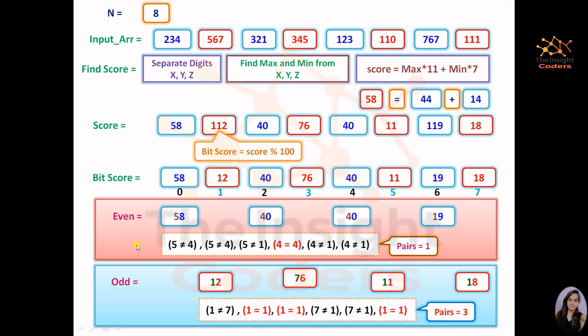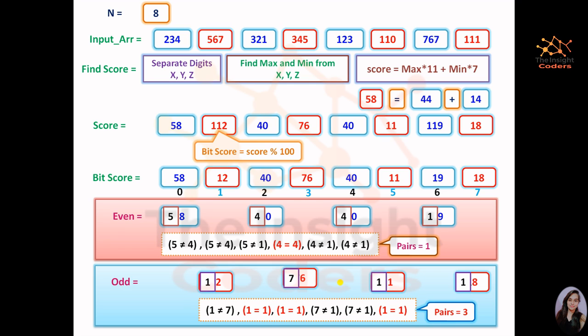So till now we have just distinguished the even ones and the odd ones. Our next task is to find the MSB of even and odd. Now what is the MSB? According to them, MSB is the tens place digit of each and every one of these elements of the bit score. That means 58 will have 5, from 40 will have 4, this 40 will have 4, and finally these would be the MSBs for each and every one of them.